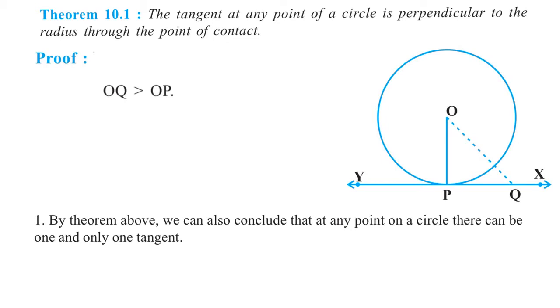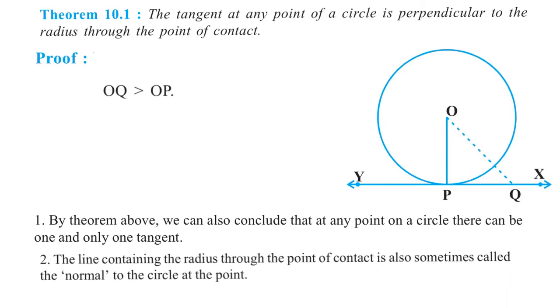At any point on a circle there can be one and only one tangent. And the second part is the line containing the radius through the point of contact is also sometimes called the normal to the circle at the point. So this line XY, which contains the point P, which is contacting the circle, is also called the normal to the circle at the given point.